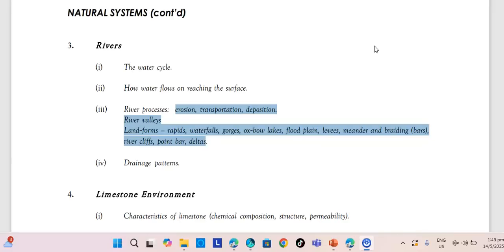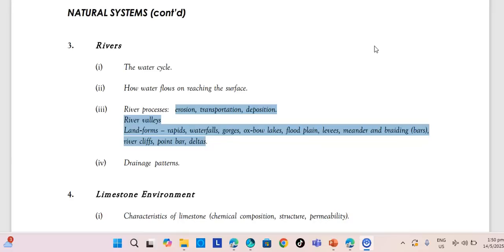River processes are the natural actions a river uses to shape the land as it flows from the source, which is the start of the river, to the mouth, which is the end of the river. Now there are three main river processes. They are erosion, transportation, and deposition.